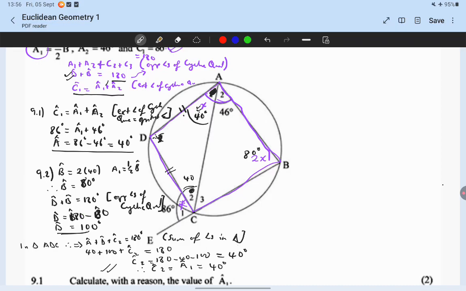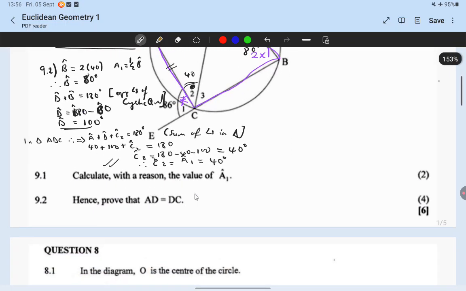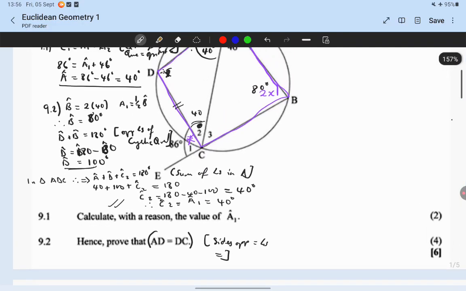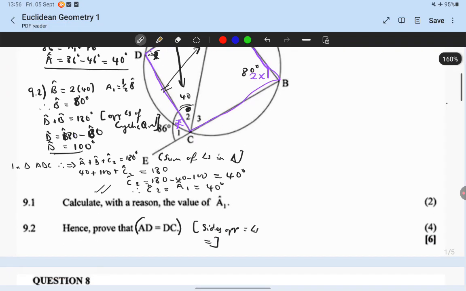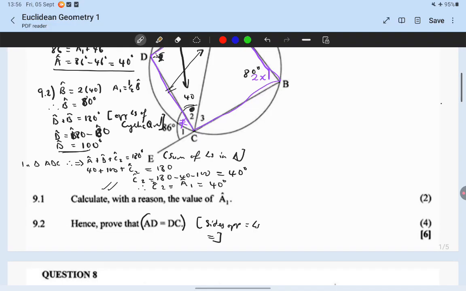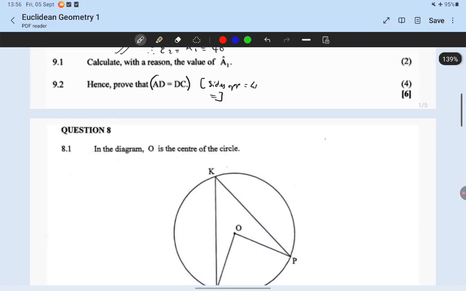So we can now conclude. What can we conclude now? We can conclude that, therefore, AD is equivalent to DC. Why? Because sides opposite equal angles are equal. So we can say that these two sides, AD and DC, are opposite equal angles, and once they're opposite equal angles, it means that they're also equal. So those were just 6 marks for free. Let's move on and see the other questions.